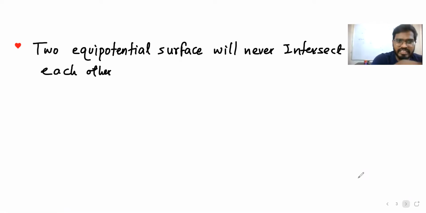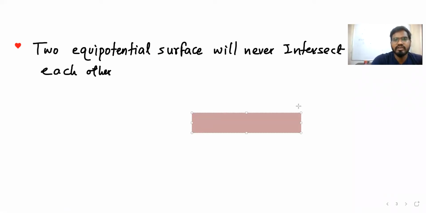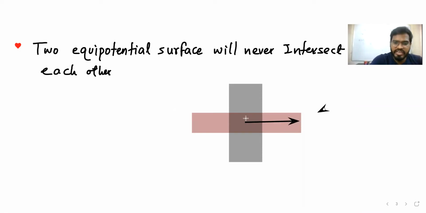Of course it will not intersect. Suppose one equipotential surface is this, and another equipotential surface we consider is this. If you consider two different equipotential surfaces, the electric field due to this one is in this direction, and for the other it is in this direction. Now two different electric fields intersect at a point, which is again not possible. In the properties of electric field lines, we learned that two electric field lines will never intersect each other. If they intersect, at the intersection point we can draw more than one tangent, which is not possible for a vector quantity. So again two electric field lines are intersecting, which is a contradiction. So two equipotential surfaces cannot intersect each other.